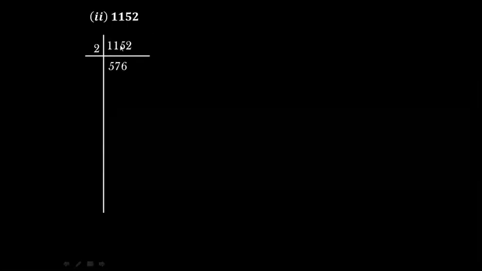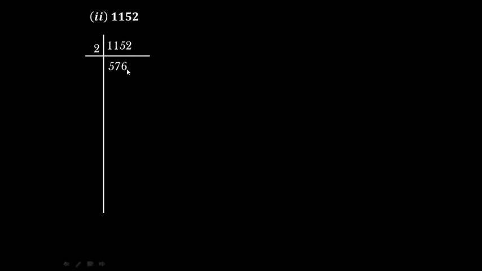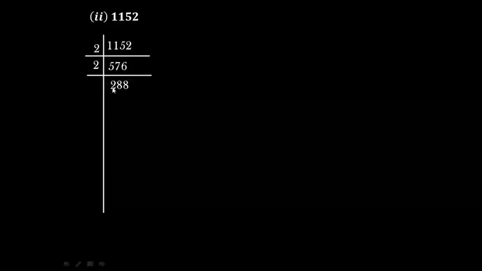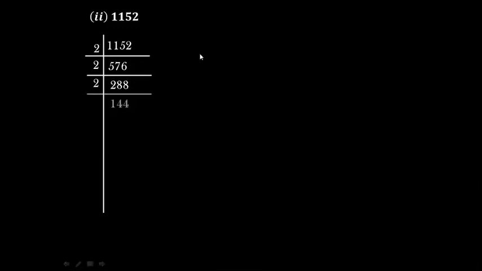Let's take another number, 1152, and factorize it. Since it's an even number, it's divided by 2. 2 5s are 10, 1 will go there, 2 7s are 14, 15 minus 14 is 1 will come here, 2 6s are 12. Since it's also an even number, it's divided by 2, we'll get 288. This one is also an even number, so it will be divided by 2, we will get 144.